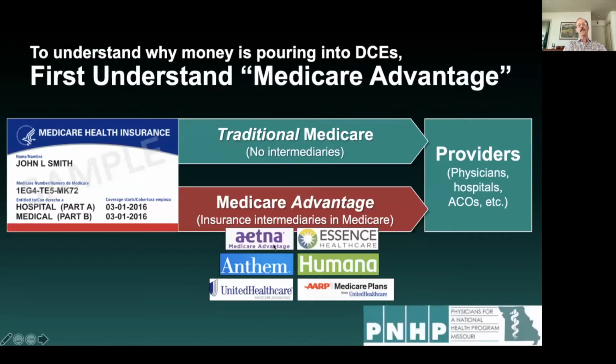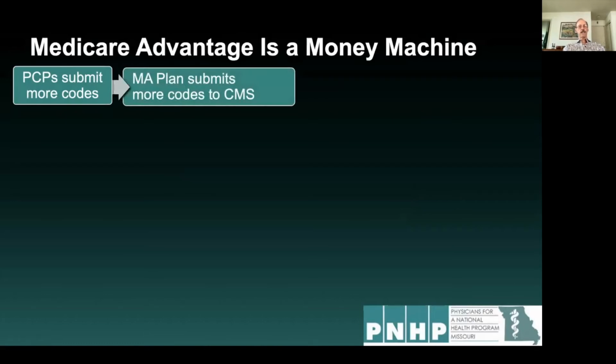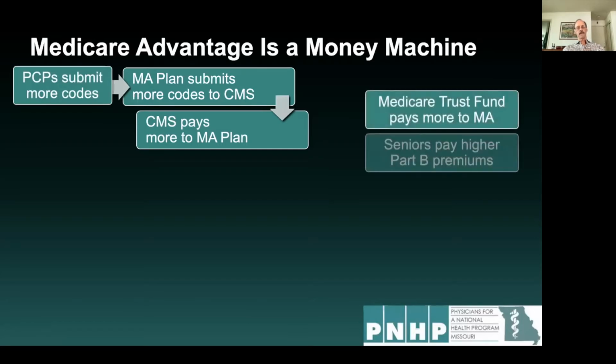Okay, great. So Medicare Advantage is an alternative to traditional Medicare, which inserts insurance intermediaries between the payer and the providers of care. And Medicare Advantage is a money machine. The primary care doctors submit more codes. The Medicare Advantage plan submits more codes to CMS. CMS pays more to the Medicare Advantage plan because the more codes you submit, the sicker the patient appears to be, and you get paid extra according to their risk adjustment formula.